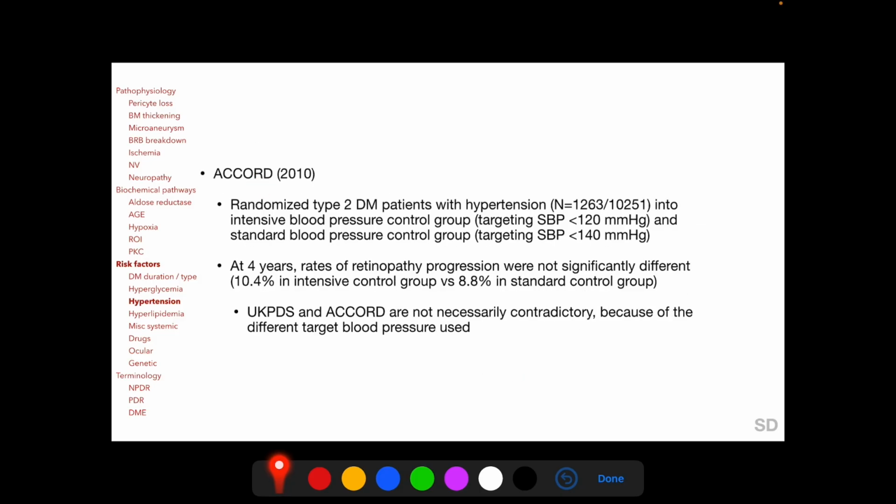The ACCORD trial randomized type 2 DM patients with hypertension into an intensive blood pressure control group targeting systolic blood pressure less than 120 millimeters of mercury, and a standard blood pressure control group targeting systolic blood pressure less than 140 millimeters of mercury. And at 4 years, the ACCORD trial found that the rates of retinopathy progression were not significantly different between the two groups. The UKPDS and ACCORD results on the efficacy of control of hypertension on diabetic retinopathy are not necessarily contradictory because of the different target blood pressures used in the two studies.